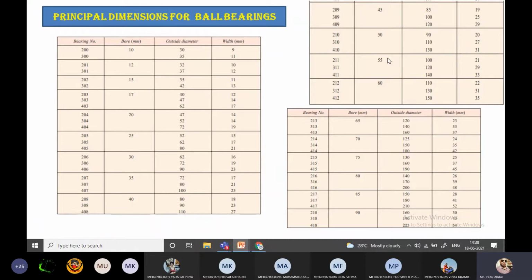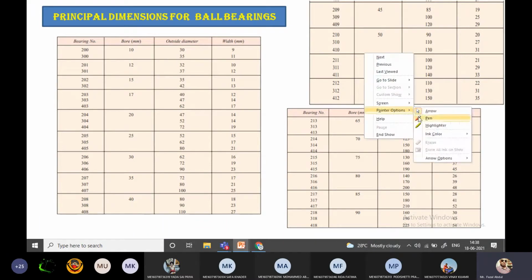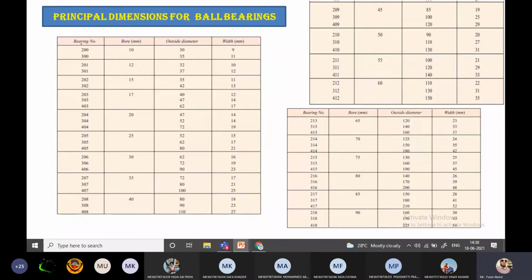So see here, these are the principal dimensions for the ball bearing. The series is given. The bearing number is series 200, 300, 301, 201, and so on till 218, 318, 418. Bore diameter is also given. By seeing 200, we can easily conclude that the 200 series has a 10 mm diameter bore, outside diameter 30, and width of the bearing 9.